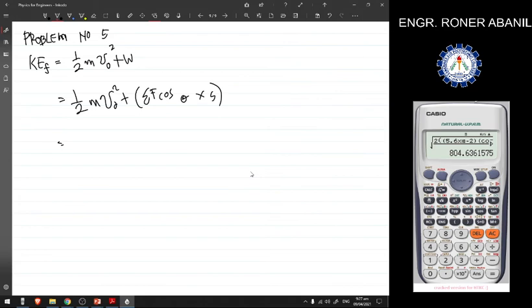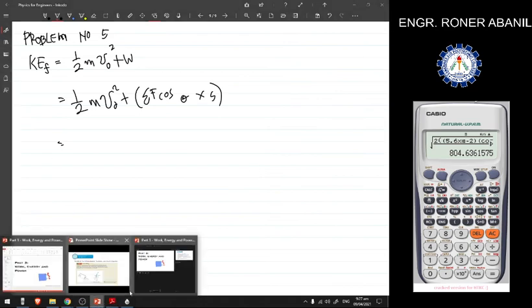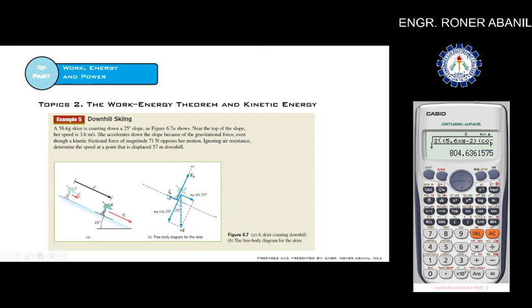Ang summation forces natin dito, yung Fk, yung frictional, saka yung X component ng mg. So, para makuha natin yung X component ng mg, palitan lang natin to ng sign. Right? Okay. So, balik tayo.